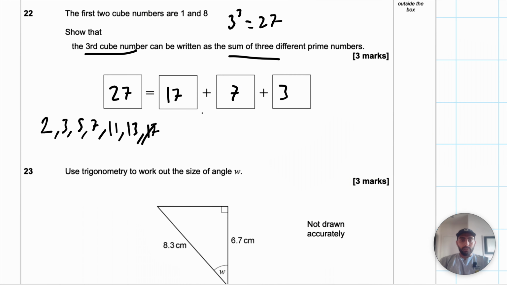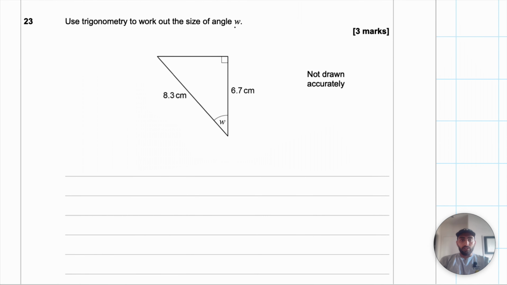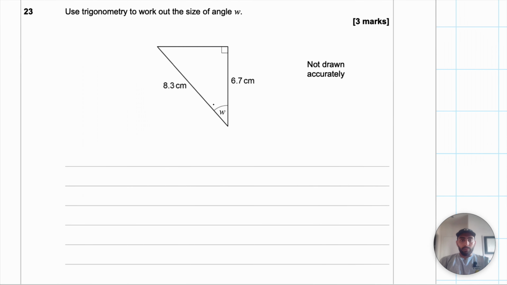There's a few other different ways that you can do that, but this is just one of them. Question 23, use trig to work out the size of angle W. So first, let's label up our sides. I've got the side opposite the right angle, which is the hypotenuse, the side opposite the angle, which is opposite, and the side that's remaining is adjacent.